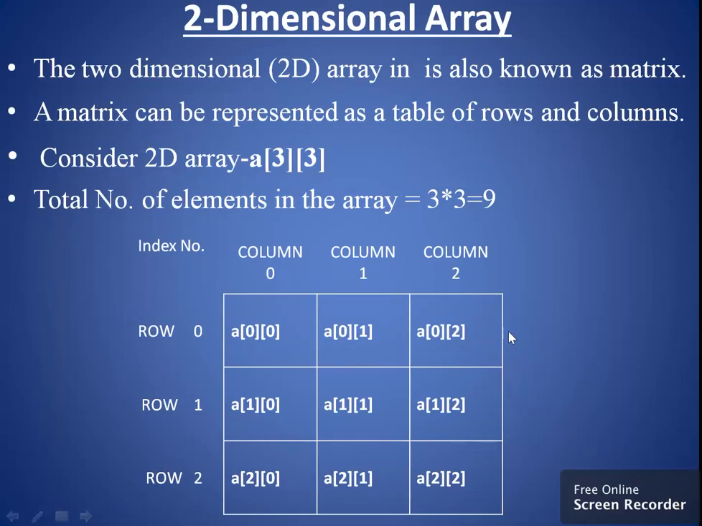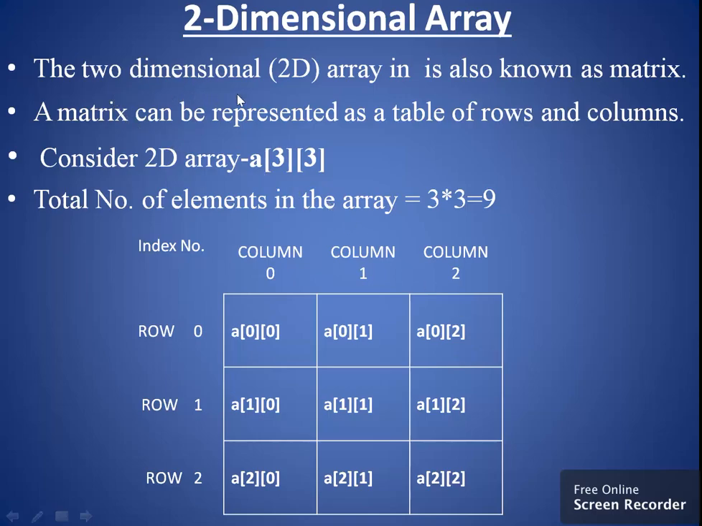Two-dimensional array. An array of arrays is known as a two-dimensional array. We know that in the case of a single-dimensional array, that will contain only one row and n number of columns. But a two-dimensional array contains n number of rows and n number of columns. So we can say that a two-dimensional array will be the collection of one-dimensional arrays.